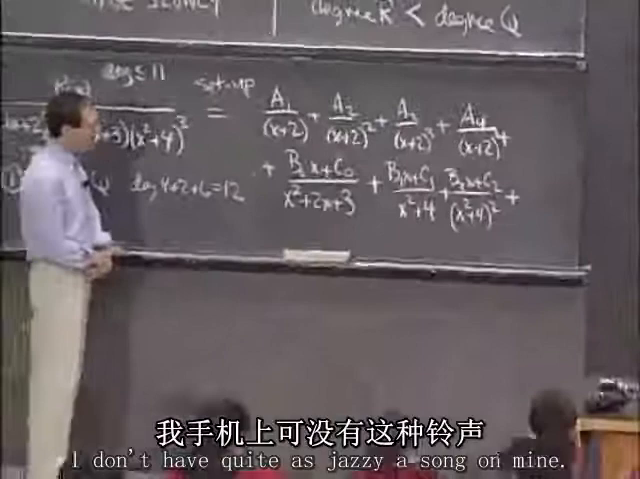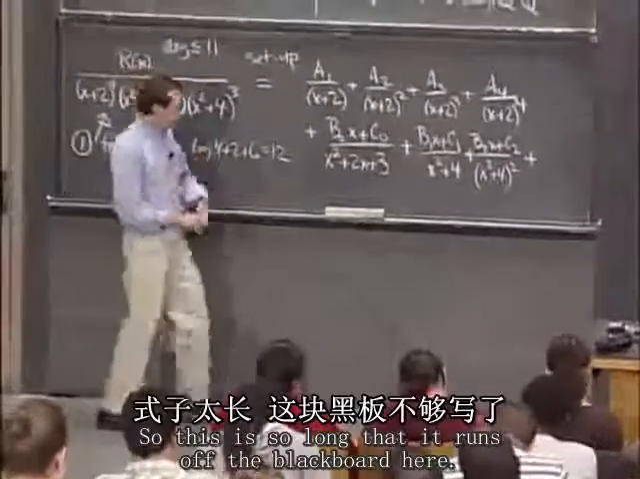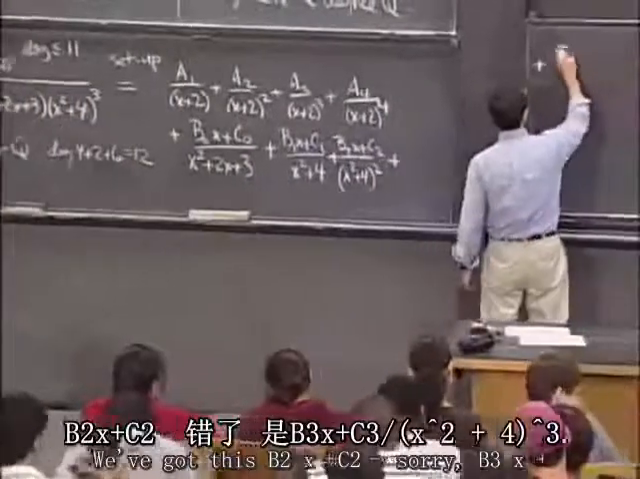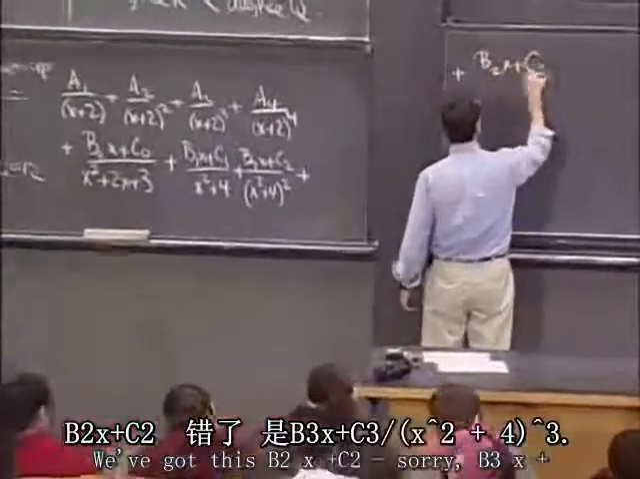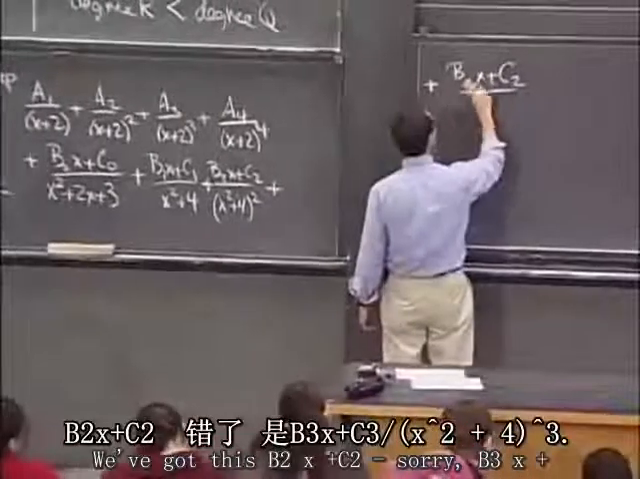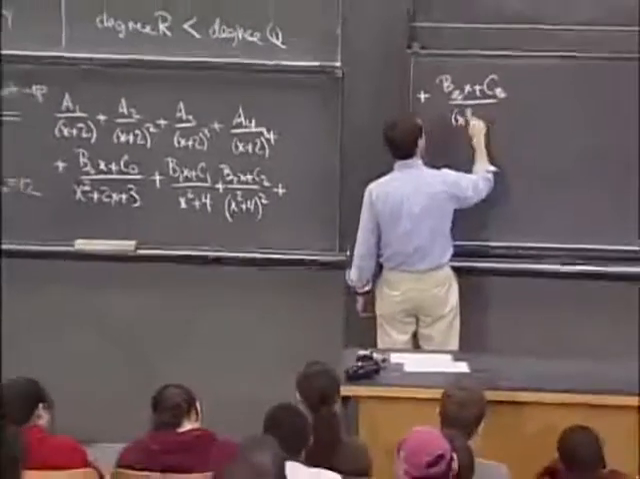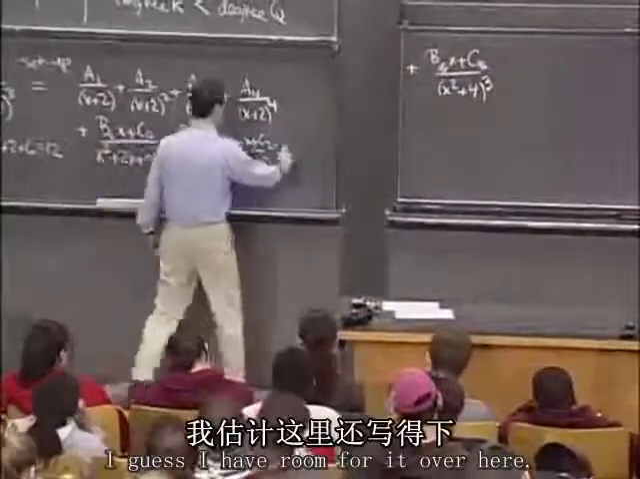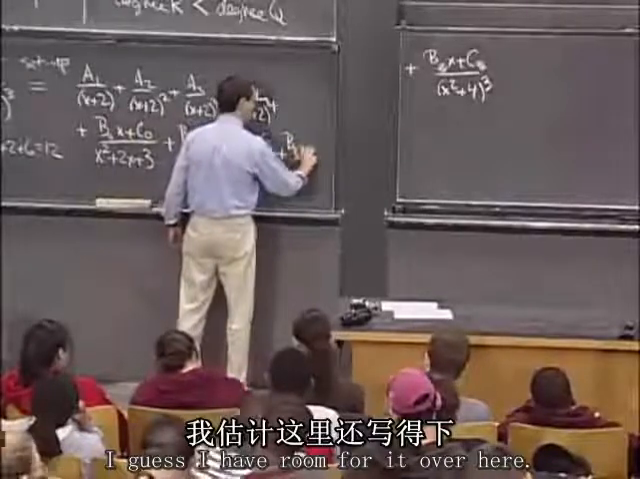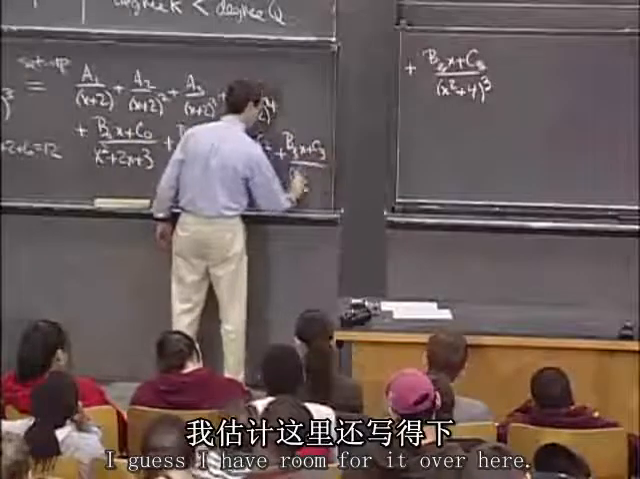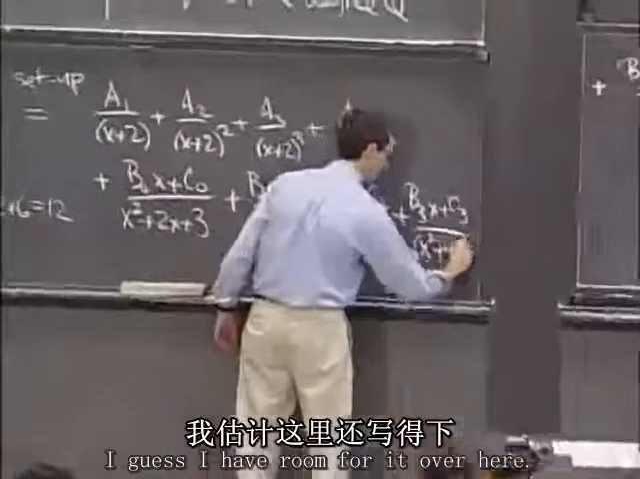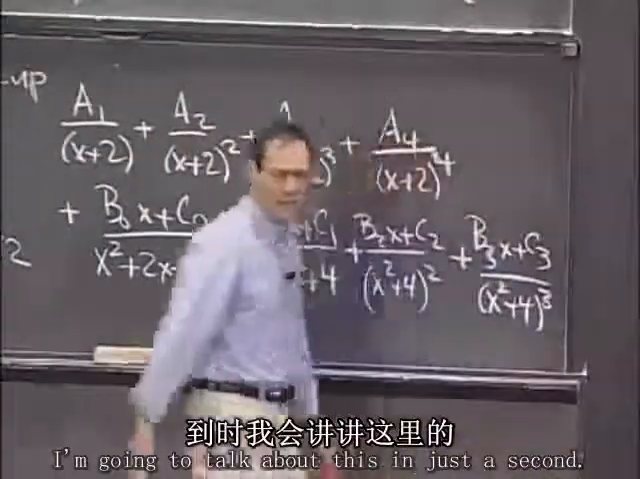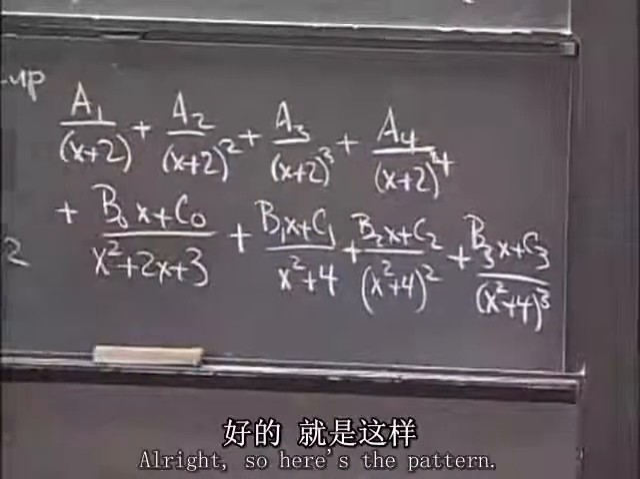All right. So this is so long that it runs off the blackboard here. So let's continue it on the next. We've got this b2x plus c2. Oh, sorry, b3x plus c3, over x squared plus 4 cubed. Oh, I guess I have room for it over here, so we'll put it over here. I'm going to talk about this in just a second. All right, so here's the pattern.